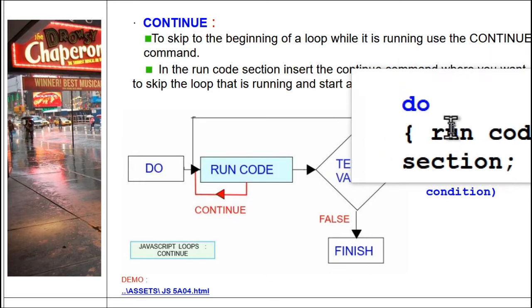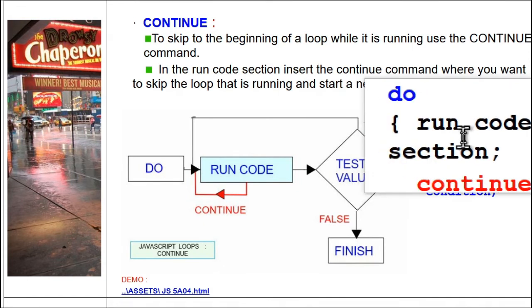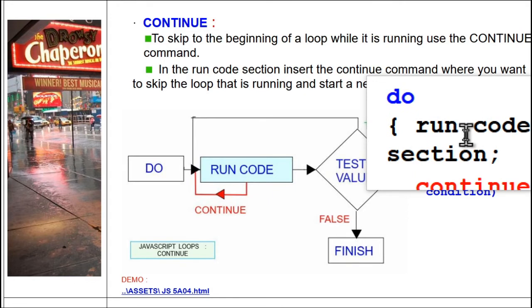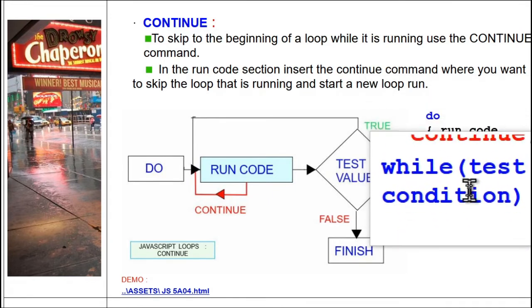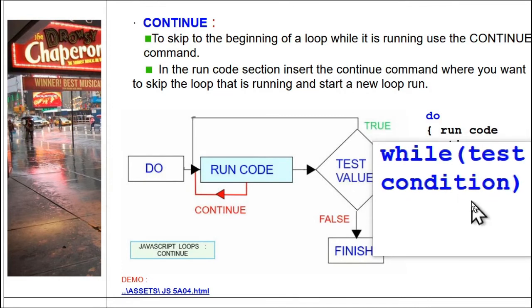The code for this is do, so we do the run the code section. If we are continuing there, we'll skip running that loop, and then we go on to the test condition and say while the test condition is true, keep on running the loop as normal.